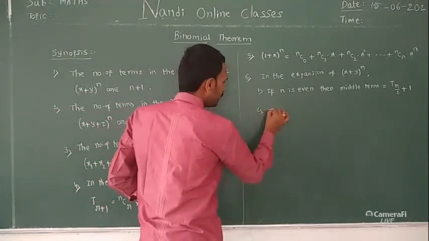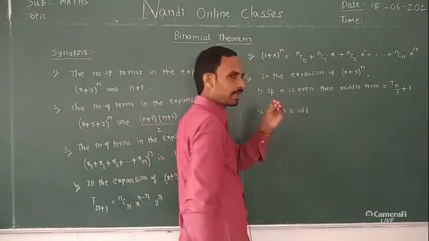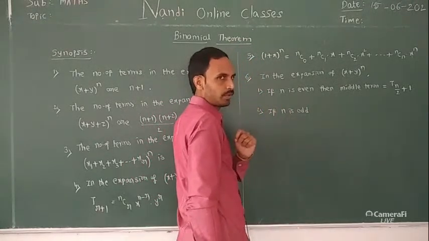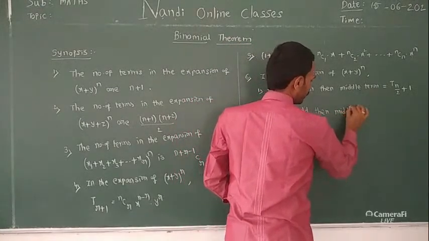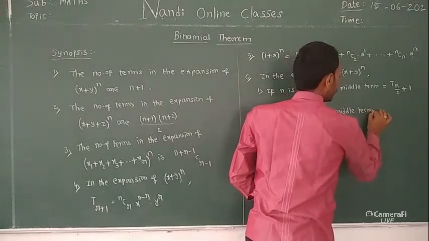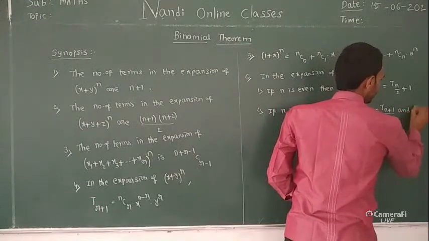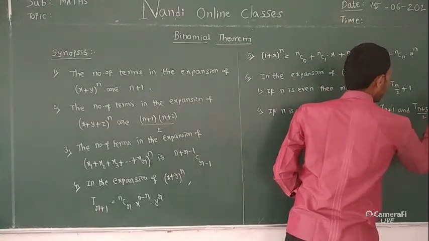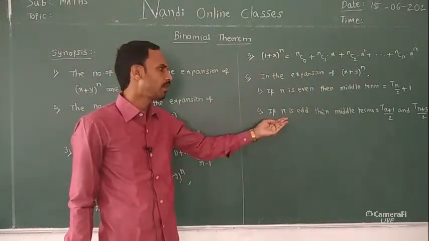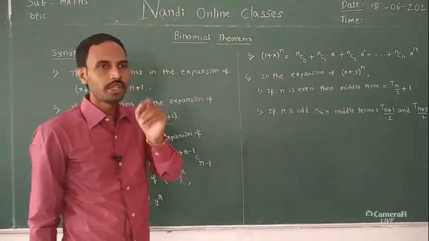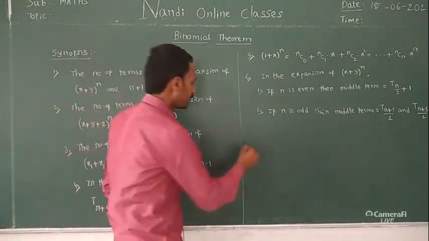Second, suppose n is odd, then that expansion has two middle terms. What are those? The middle terms are T((n+1)/2) and T((n+3)/2). So, if n is even, only one middle term. If n is odd, then it has two middle terms, namely T((n+1)/2) and T((n+3)/2). Okay. 7.